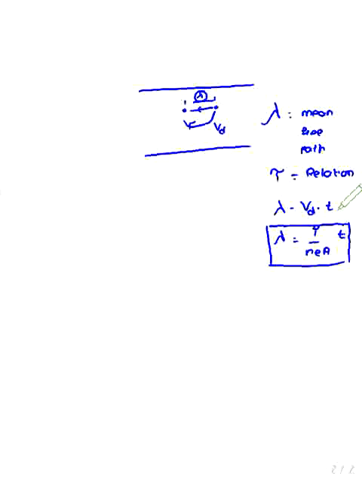There is a small correction. This t has to be replaced with tau. The equation becomes lambda equals I upon neA into tau. Fine.